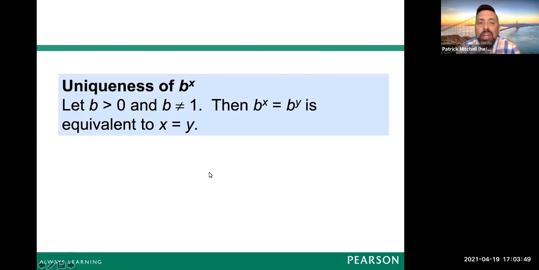All right, uniqueness of b to the x. This is also called a one-to-one property. And you're going to see in just a second here how we're going to use this to solve equations. So the uniqueness of b to the x property says that if b is greater than 0 and does not equal 1, so that's just your usual requirement for the base of an exponential function, then if b to the x equals b to the y, we can say that x equals y.